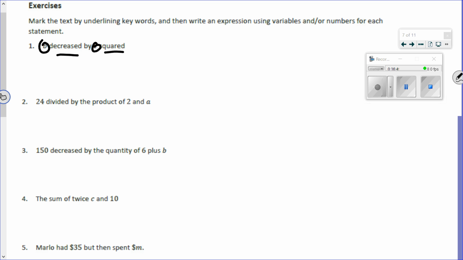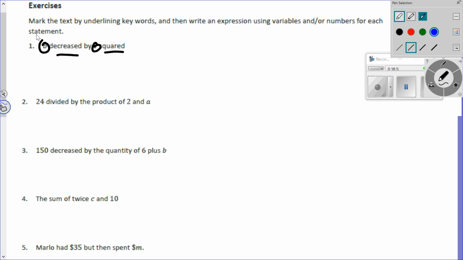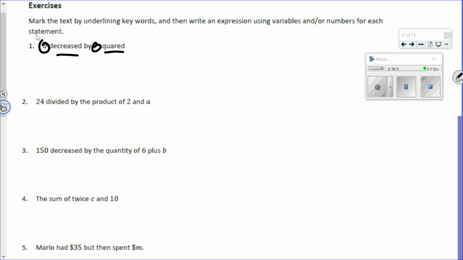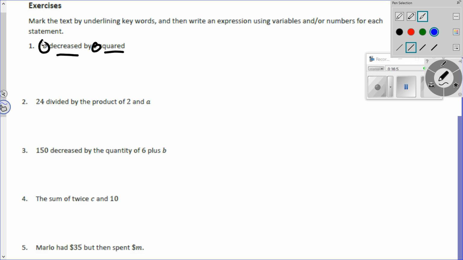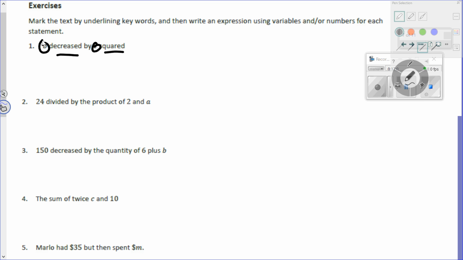B, decreased by C squared. Decreased is telling me subtract. Do I have any flipping phrases? No. So it's just straight up B, and C squared means what? C to the second power.